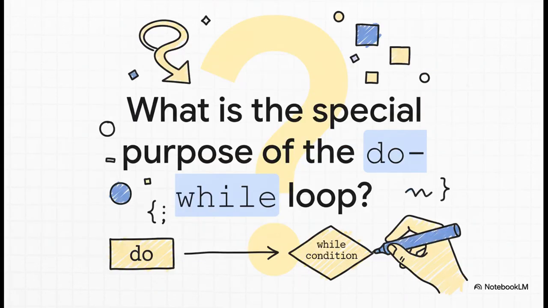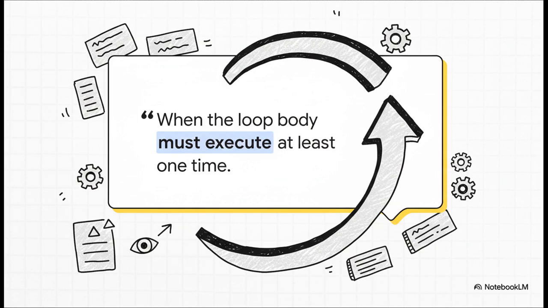And finally, we have the third loop, the one that's a little less common but has a really unique superpower. Let's talk about the do while loop. What's its special purpose? This is the key. This is its entire reason for existing.